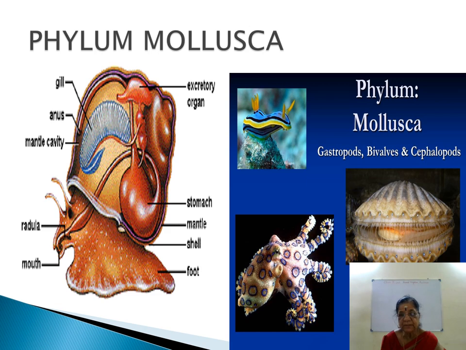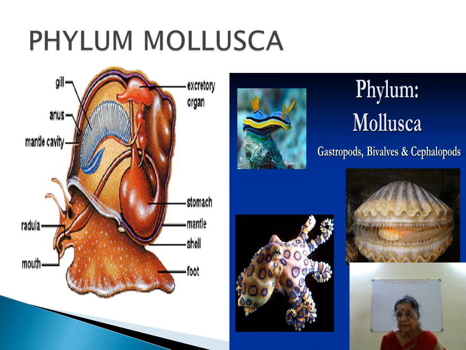Okay, then now this one is phylum Mollusca, characterized by the presence of a muscular foot. It is covered with a spiral shell, formed of hard calcareous material, and inside that is a structure called the mantle cavity. By putting forth this muscular foot, this apple snail will move very slowly.